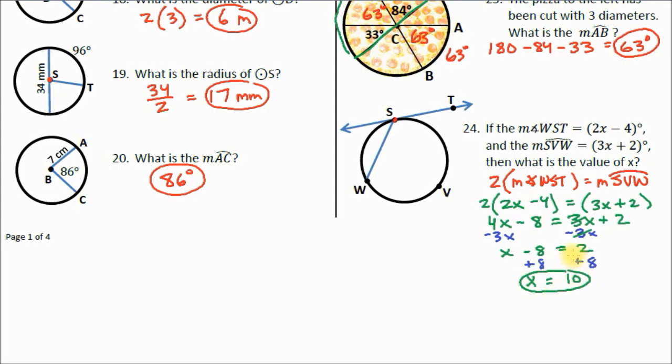Now, if you want to really verify your answer, you can check this out. 2 times 10 is 20. 20 minus 4 is 16. So the measure of angle WST is 16 degrees. And then 3 times 10 is 30. Plus 2 is 32. And the measure of arc SVW is 32 degrees, and that matches our properties. The measure of the inscribed angle is half the measure of the intercepted arc. So x is definitely 10.